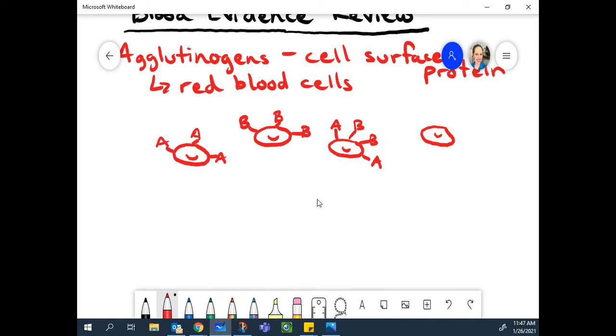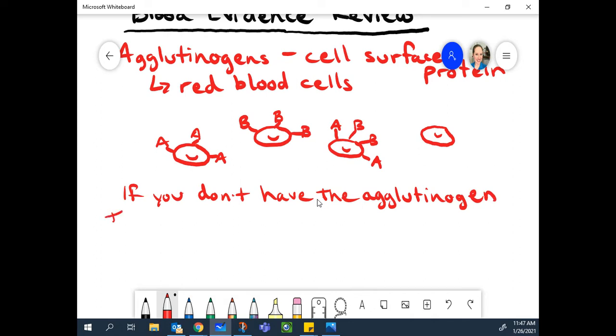So these are your cell surface proteins. They're called agglutinogens, and they help your body recognize, is this my blood, or is this foreign and invading, and we must take care of this and destroy it? So if you don't have that agglutinogen, then your body will have the antibodies to it.